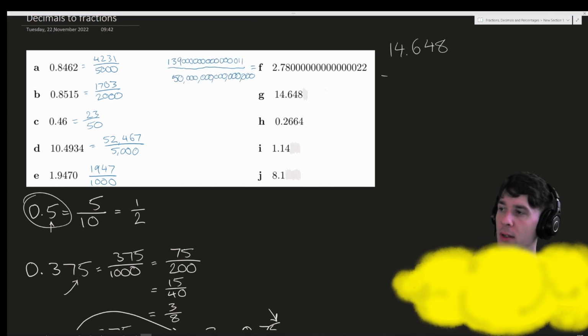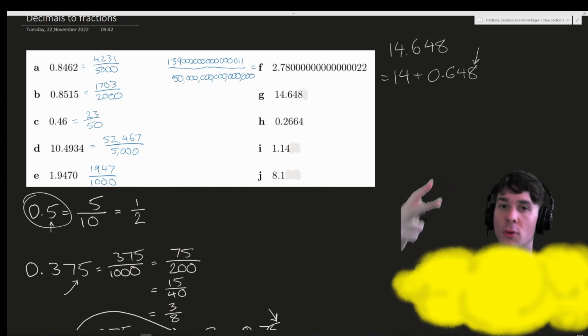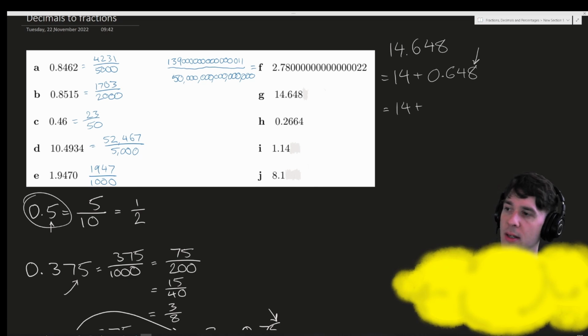14.648 can be broken into 14 plus 0.648. Now, we look at the 0.648 and we see that the 8 is in the thousandths position. 6 is in tenths, 4 is in hundredths, 8 is in thousandths. So this is going to become 14 plus 648 thousandths, pardon me. Now, we can simplify this fraction.